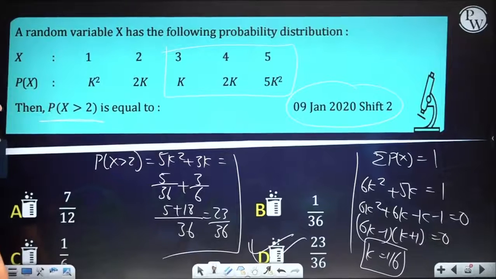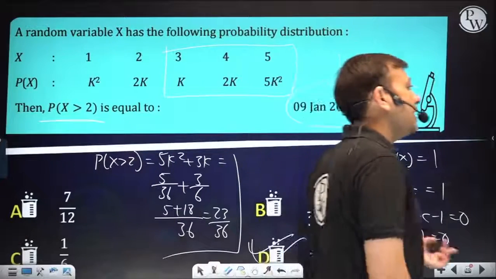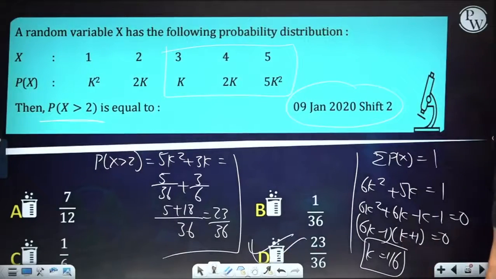I hope you understand this. Everything is clear. A very simple question. I'm telling you, this is a scoring part for you in JEE as well as board exams.